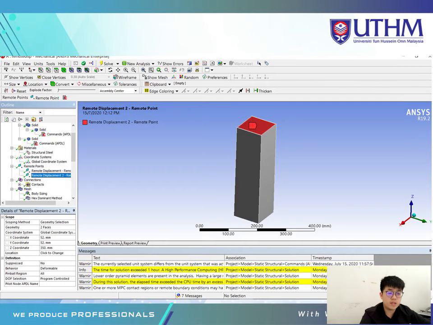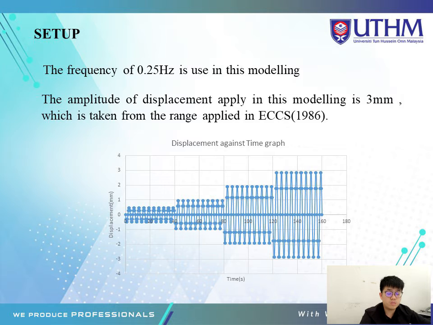After that is to set the pin-pin connection at the top and bottom of the column. The remote displacement is set at the top and bottom of the column. The remote displacement then takes the values as in the graph shown in the slide above, with a frequency of 0.25 Hz using 10 cycles, and the amplitude of the displacement applied in this modeling is 3 mm, which is taken from the range applied in ECCS 1986.